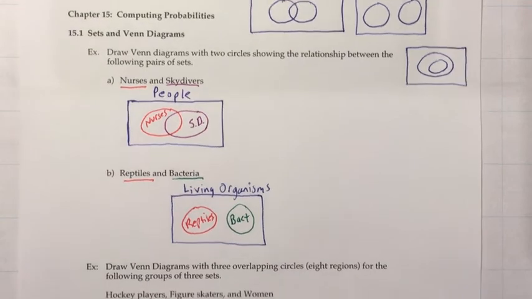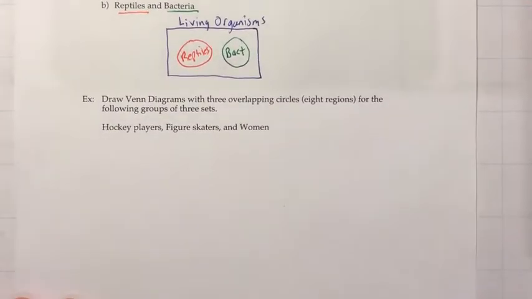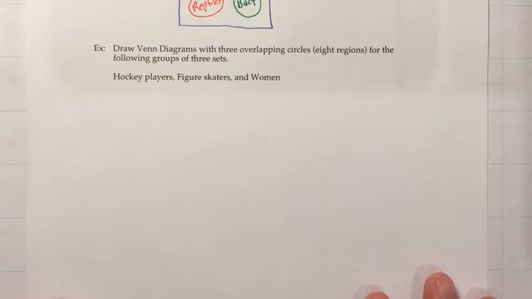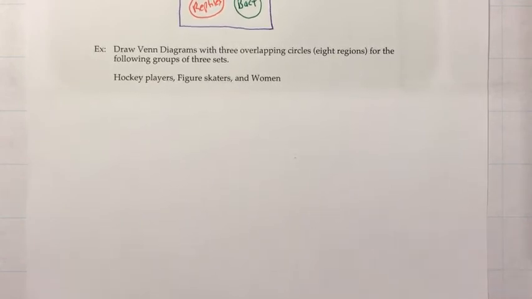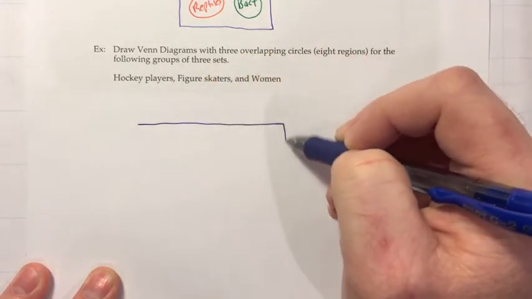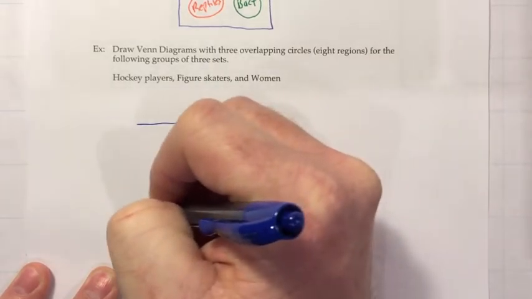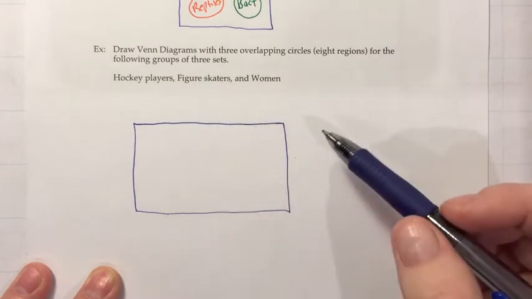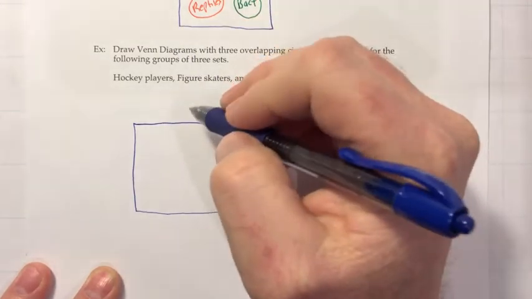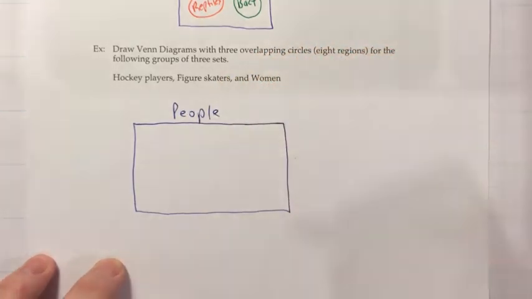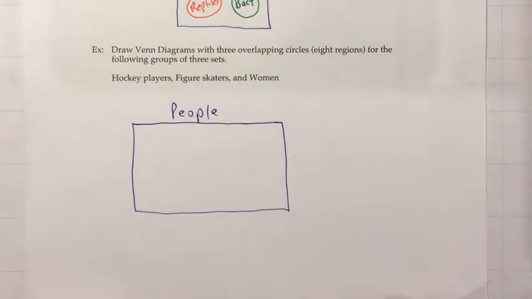All right, our next example, draw Venn diagrams with 3 overlapping circles, which will be 8 regions altogether for the following groups of 3 events: hockey players, figure skaters, and women. All right, so what we're going to do, we have a lot of space here, so I'm going to draw a pretty big box for our Venn diagram, and then we want to come up with some description we can put on that box that contains all of these different things. And I think one of the ones we used up above would be fine, so we could say people. Hockey players, figure skaters, and women all fit into that box of people.